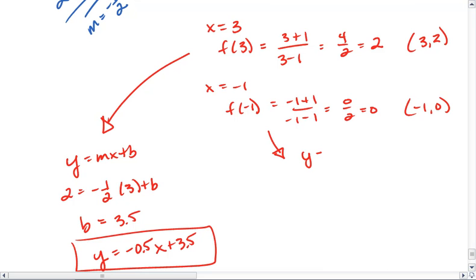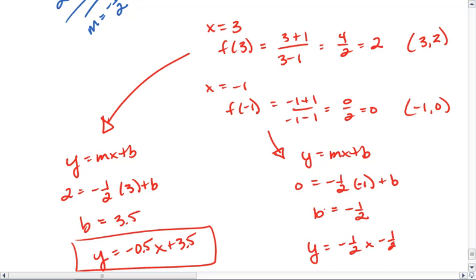For the second tangent line, we get 0 equals negative 1/2 times negative 1 plus b. So b will then equal negative 1/2. This tangent line is y equals negative 1/2 x minus 1/2. And that is problem 7.